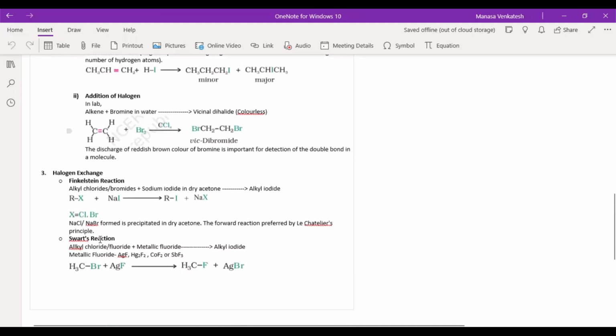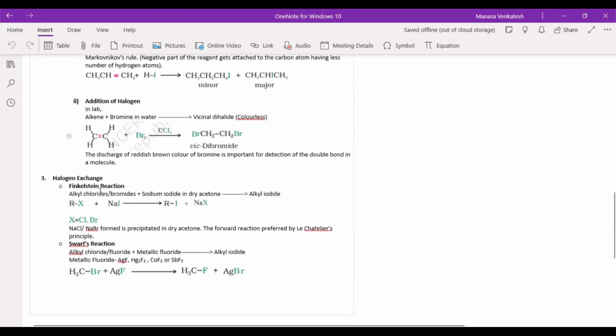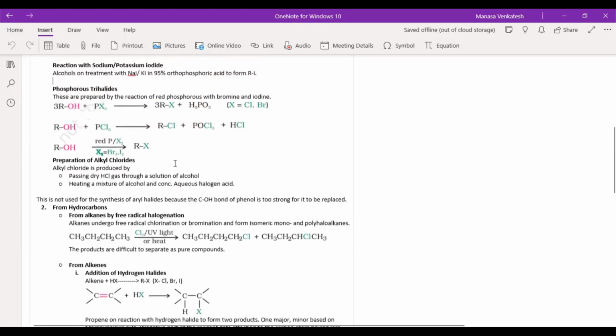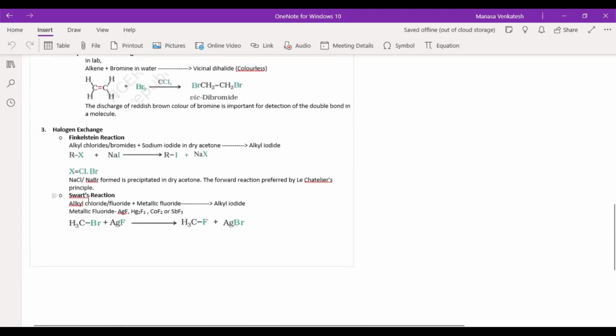The last method is by halogen exchange. Here you have two named reactions, Finkelstein and Swarts. If you notice, till now we didn't speak about fluorine at all in the above reactions. So the reaction which we use is Swarts for the synthesis of an alkyl fluoride.